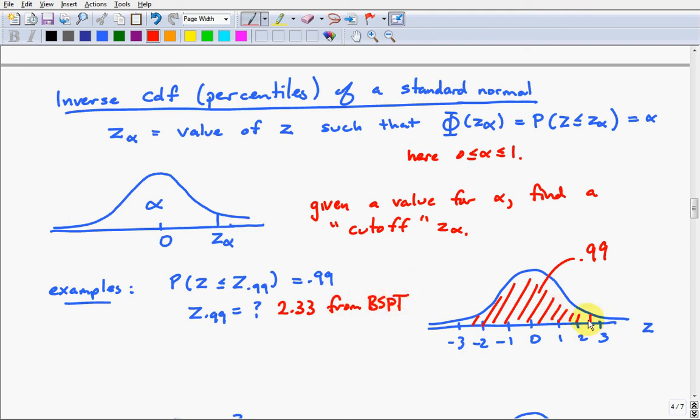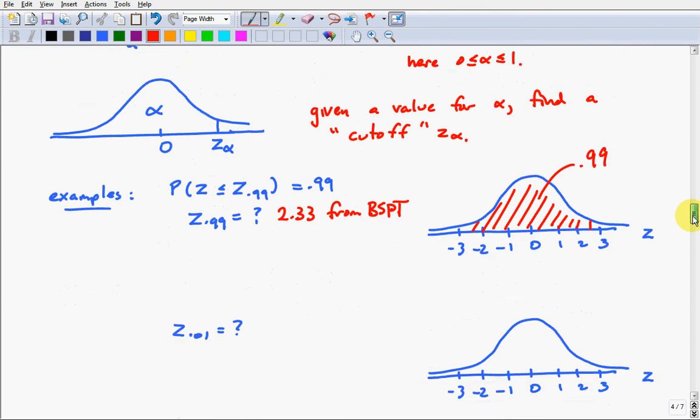And I actually didn't do too bad a job at guessing that it was somewhere between 2 and 3 based on my picture. You wouldn't necessarily get it that close every time, but you should hopefully know that you're expecting a positive number anyway, because we know that 50% of the probability is at 0. And after you've done a few of these, you'll start to see patterns and be able to decide when things are close pretty easily. Let's do a few more of them.